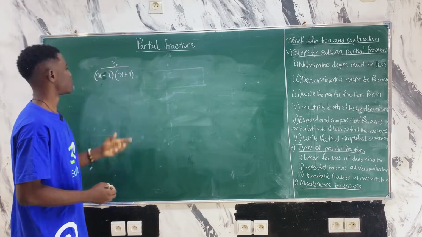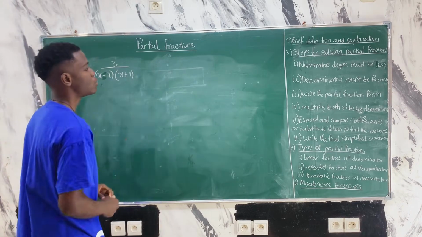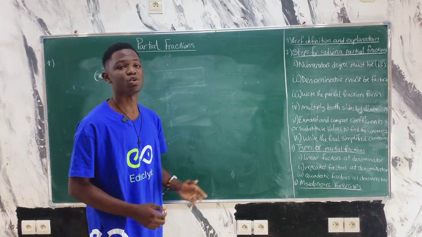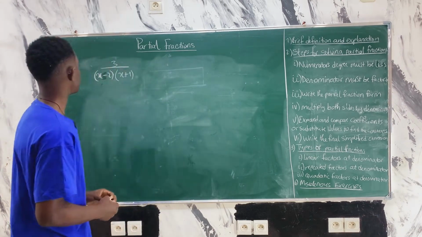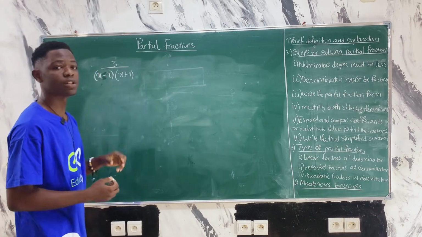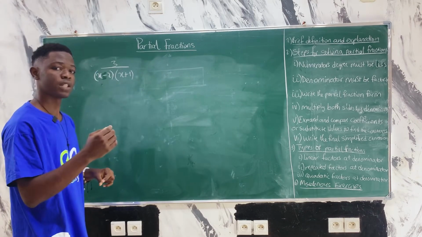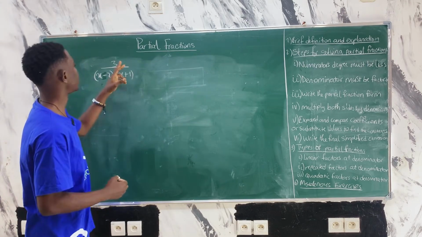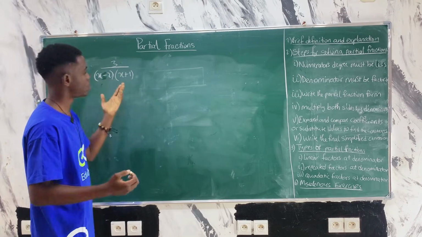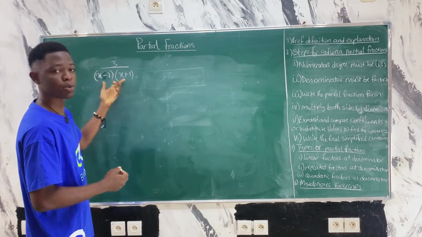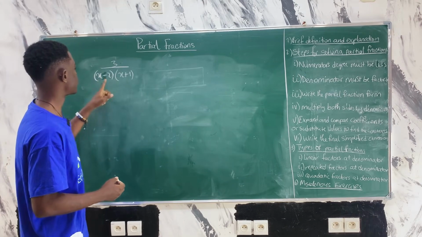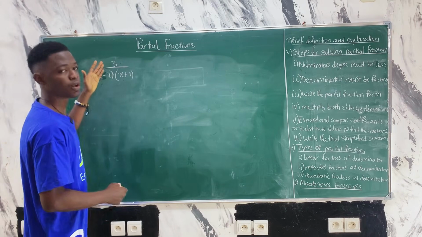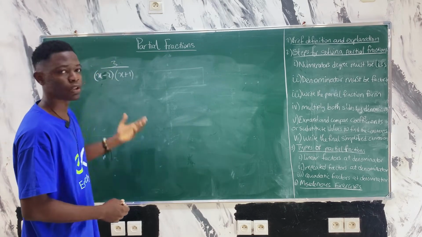So to solve this, from the methods that are given to me, I should first make sure that the numerator's degree is less than the denominator's degree. The numerator's degree is 0. The degree just means the highest exponent of x. The highest exponent of x here is 0 because there's no x. Here we can see the highest exponent of x is 2 because when we multiply this, we will have an x square somewhere. So the degree of the numerator is less than the degree of the denominator.